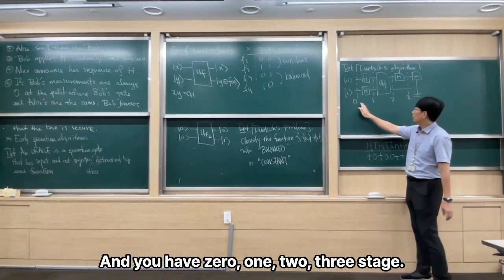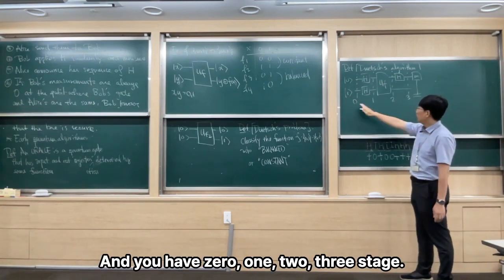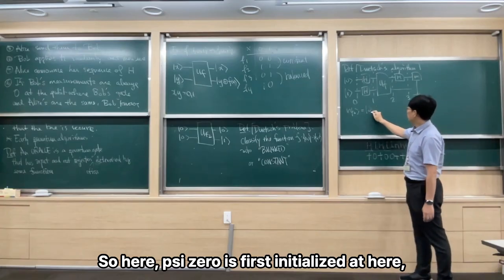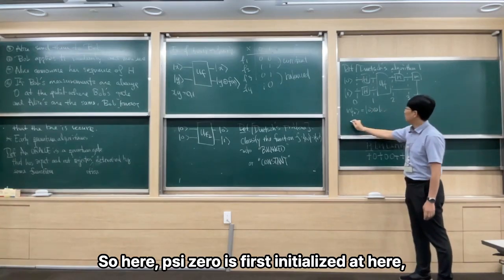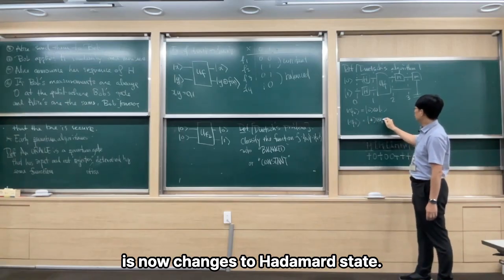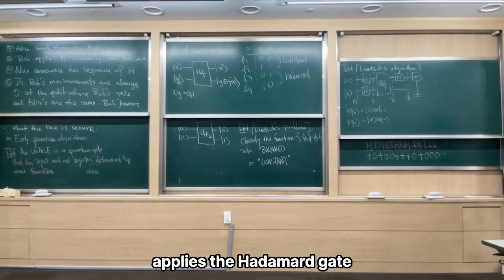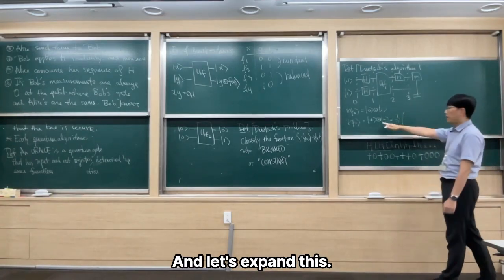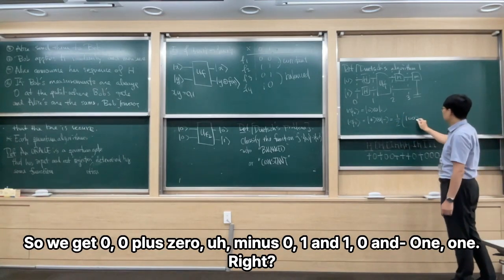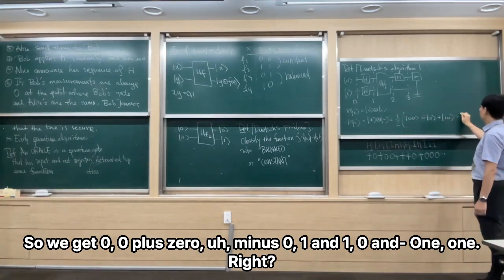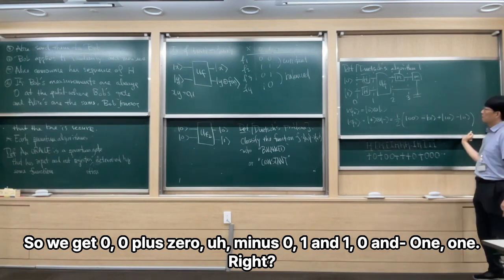And you have stages 0, 1, 2, 3. So let me do it quickly. Here, psi 0 is first initialized, and psi 1 now changes to the Hadamard state. We apply the Hadamard gate, so it changes to this. Let's expand this. So we get |00> plus |01> minus |10> minus |11>, right?